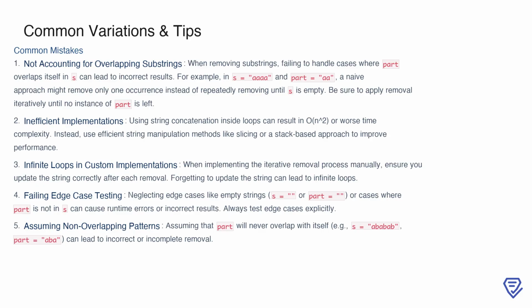It's also crucial to explicitly test edge cases, such as when the input string is empty, or the substring isn't found at all. Finally, assuming the substring patterns are non-overlapping can lead to incorrect results, especially in scenarios like ABABAB with ABA, where overlaps must be carefully handled to ensure complete removal.